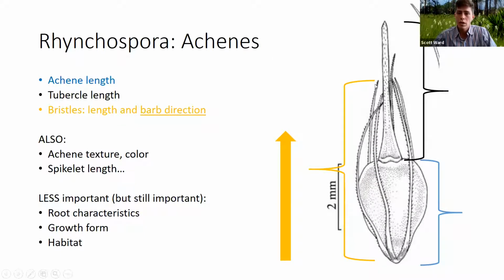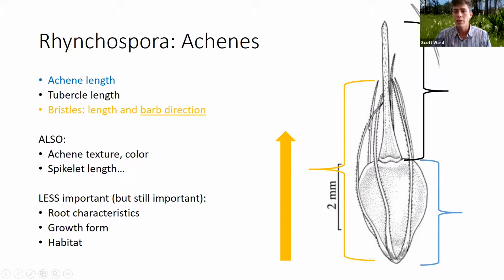Whereas you start looking at characters like the perianth bristles right here. The length of these is really important. Did these bristles, for instance, exceed the achene and the tubercle? Does it exceed the whole thing? Sometimes you have to be careful in certain keys and figure out if they specify whether the total measurement of the achene includes the tubercle as well, or sometimes it just includes the achene body and then the tubercle measurement is separate, like in Weakley's Flora, for instance.